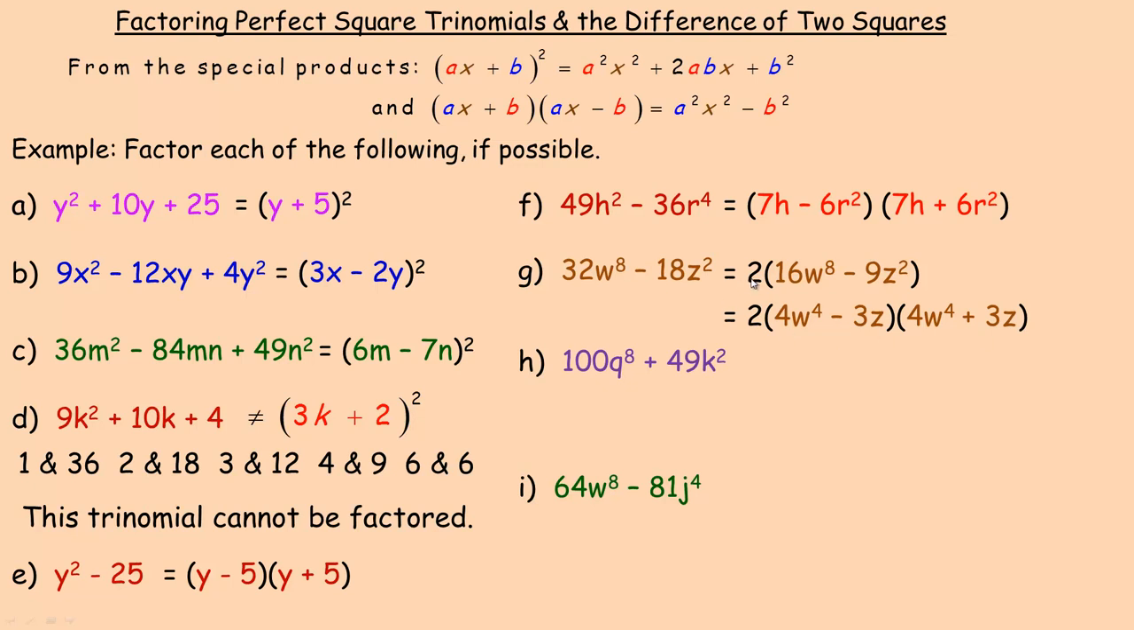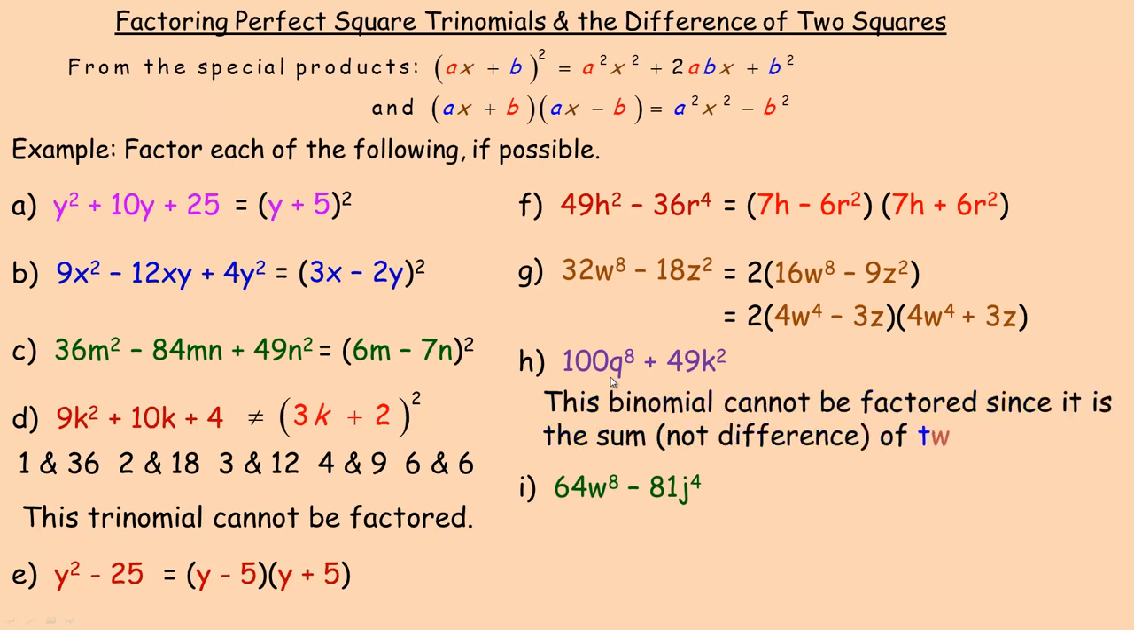Always look for that common factor first. It doesn't exist in any of these over here, but that always makes any other factoring you do simpler. For h here, this is a perfect square, and this is a perfect square, but this is a sum. These were all differences of two squares. The sum of two squares doesn't factor. So we would say this binomial can't be factored because it's the sum, not the difference, of two squares.